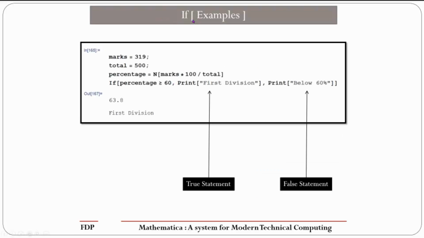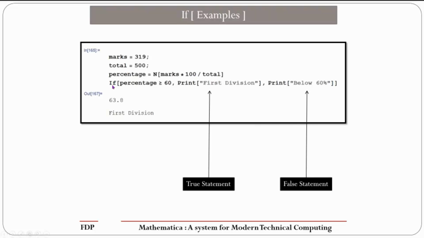Okay, another example is here. Suppose marks is 319 and the total is 500. We can calculate our percentage, that is marks into 100 by total. It is the basic formula whatever you use for calculating the percentage. I have put all the values in my n symbol. Basically n is for numerical. So if the solution for marks into 100 by total is a rational number, the n will execute it for your real number.